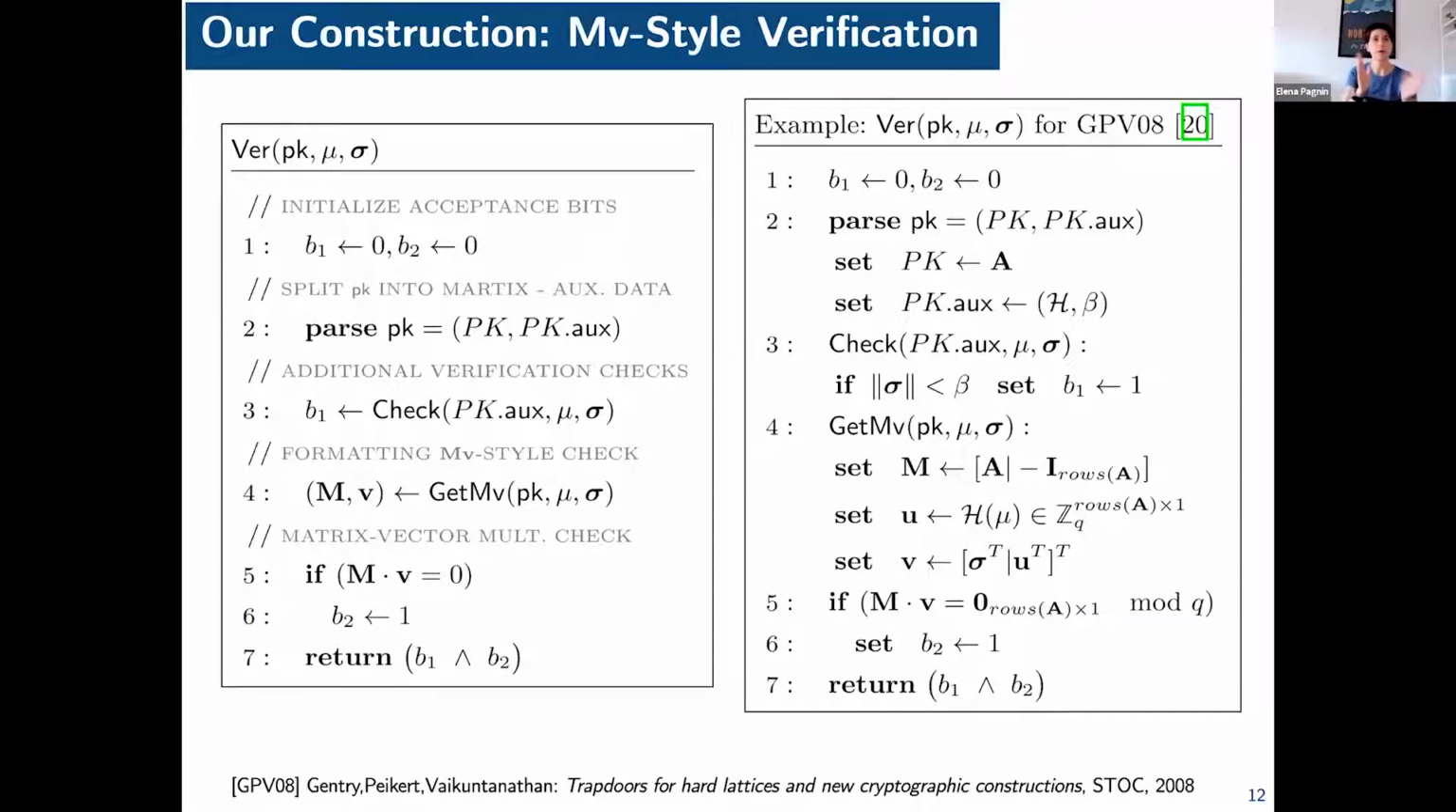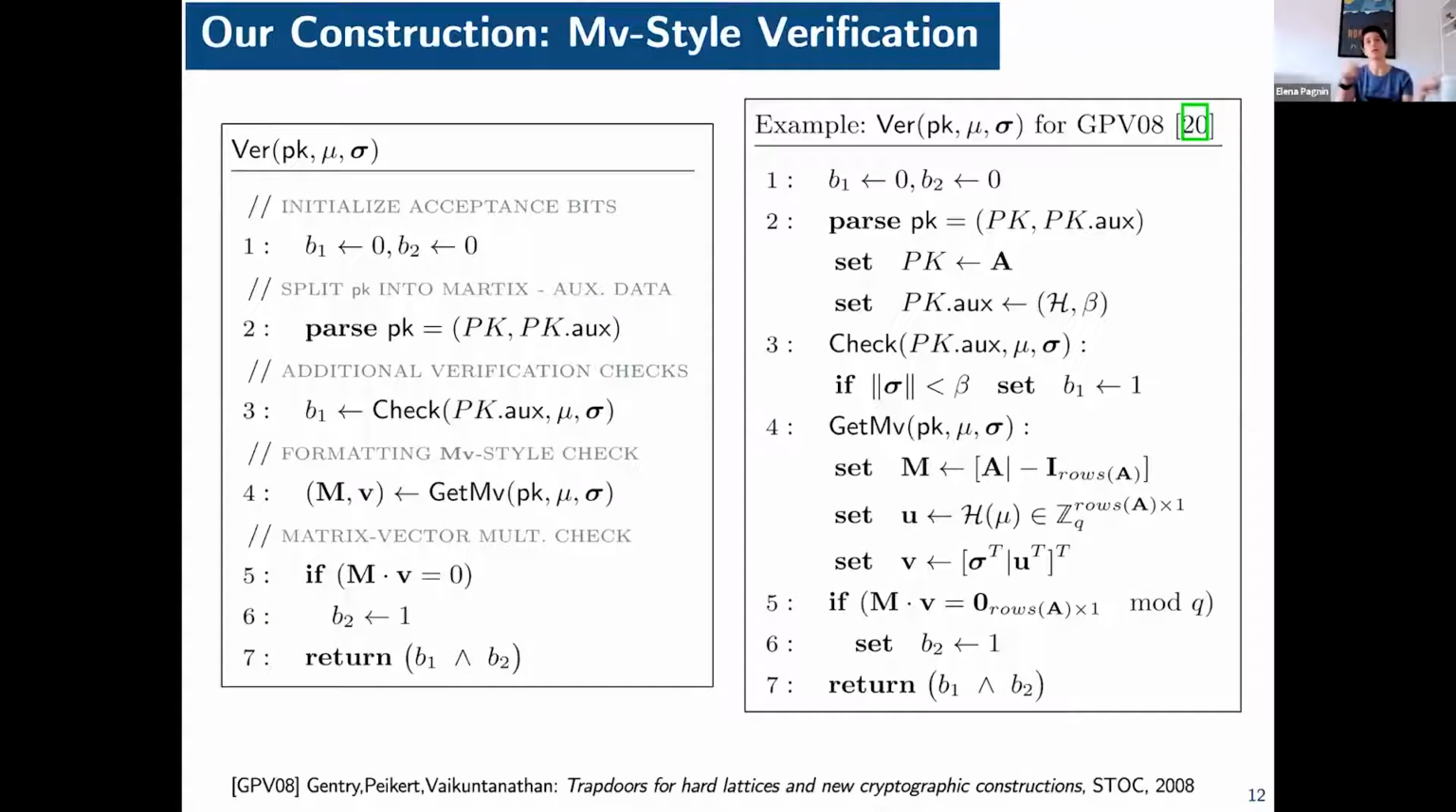So we will start by having 2 bits, both set to 0 in the beginning. We will parse a public key. Now I'm reading the verification on the left side. We do some checks. For instance, the checks for the GPV are simply that the vector I'm getting has a small norm, which is standard when you deal with digital signatures on lattices. Then we have a get MV procedure, which essentially gets this matrix M from the public key and gets the vector V, in this case, from the message and the signature.